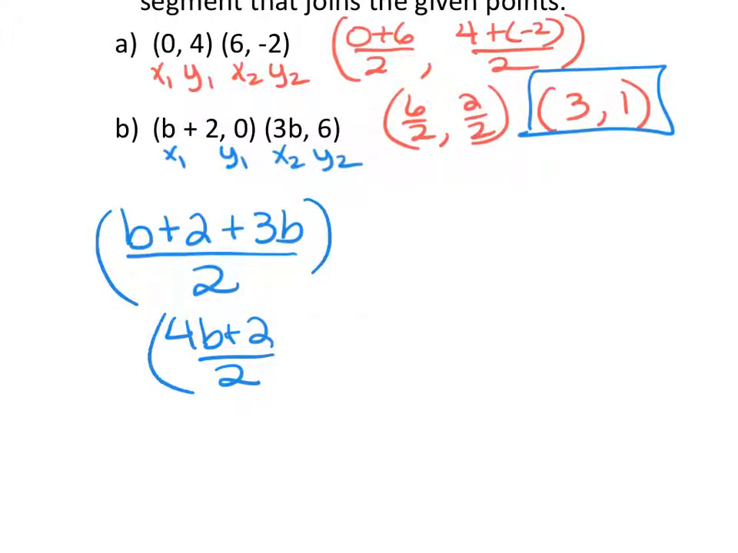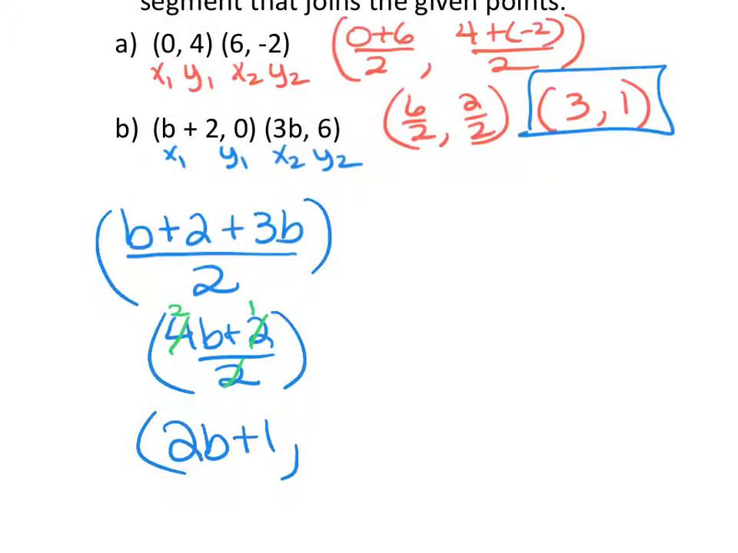Now, notice I can simplify this. If I want to reduce this, the 2 would need to go into both. I can't just simplify it with 1. So this becomes a 2b, this becomes a 1. So this will become 2b plus 1. Now, this is the x of my midpoint.